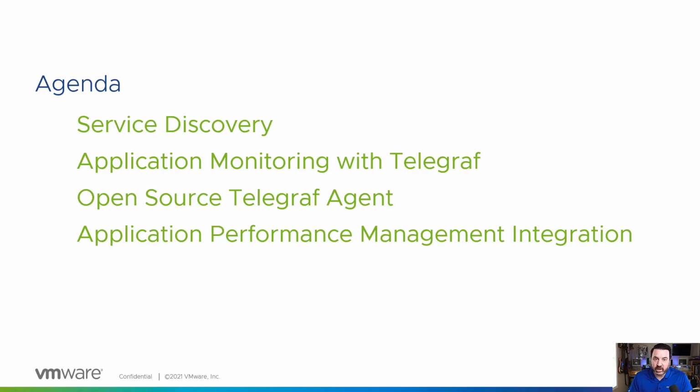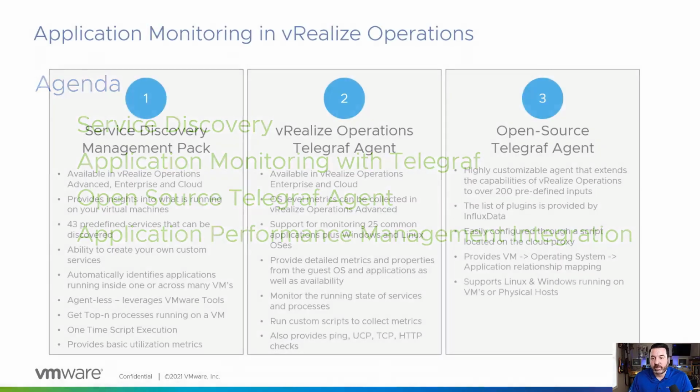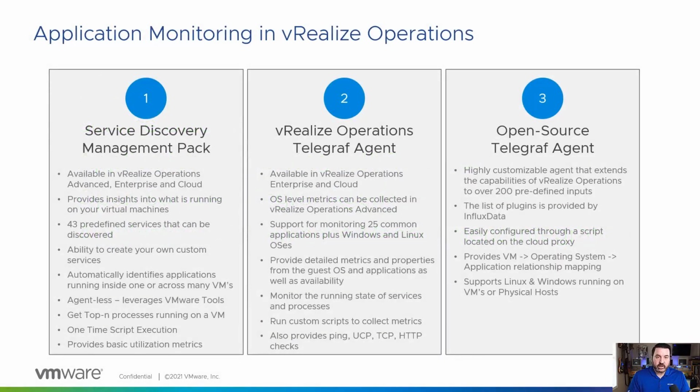However, I'd recommend checking out our VMware Cloud Management YouTube channel because there are a lot of great demos out there for specific applications that we can monitor through the vRealize True Visibility Suite. So, really the three key areas we're going to focus the most on today are the Service Discovery Management Pack, again, the vRealize Operations Telegraph agent, and the open source Telegraph agent.